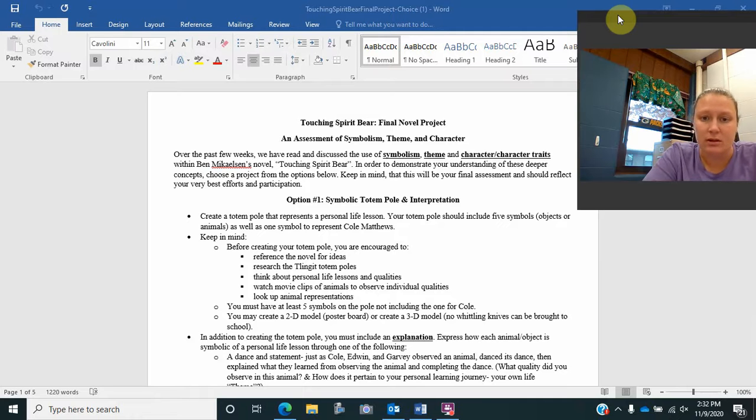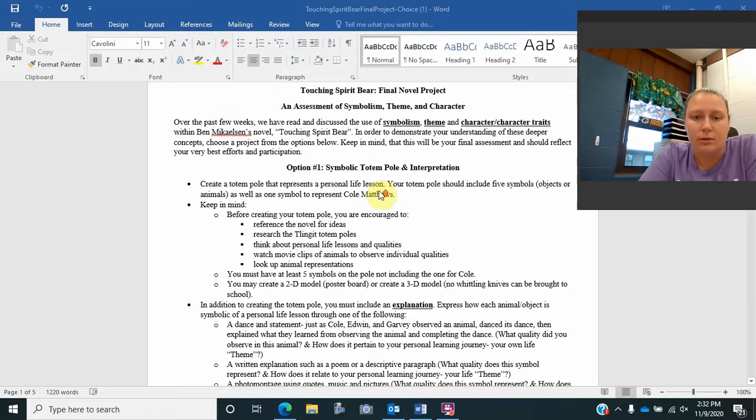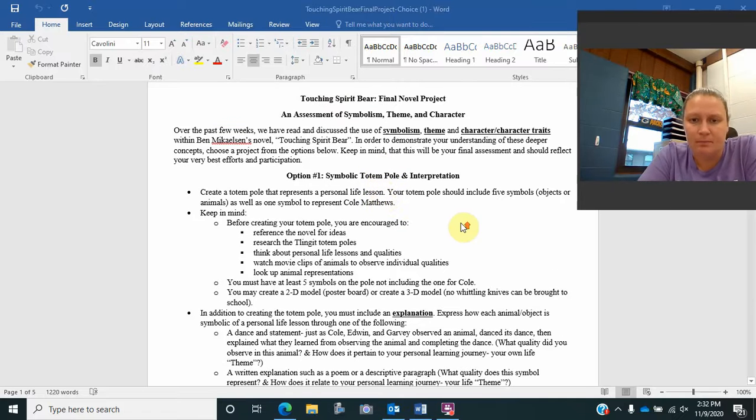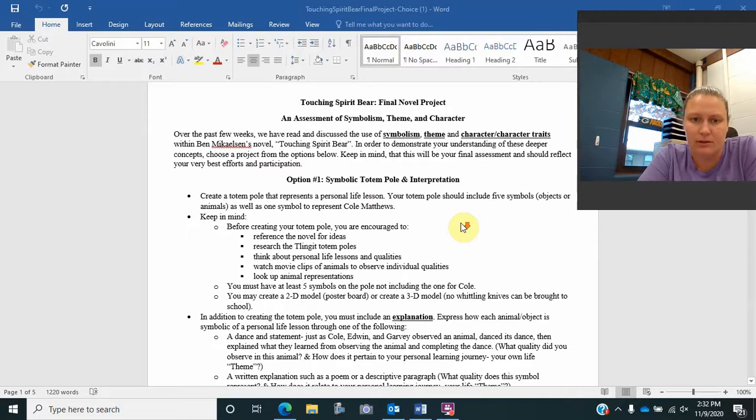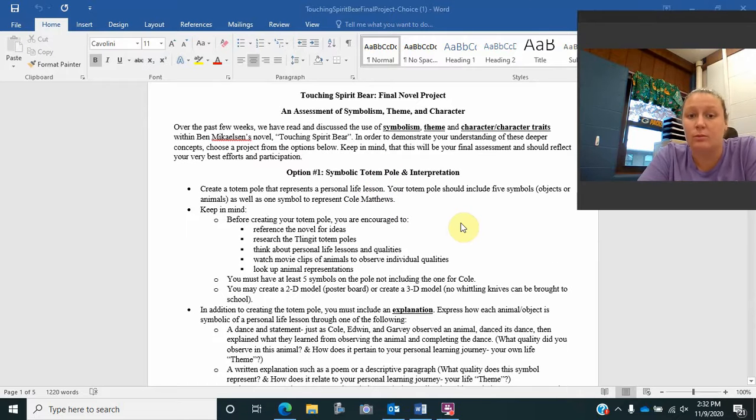So option number 1 is to create a symbolic totem pole and interpretation. What it says is you're going to create a totem pole that represents a personal life lesson. Your totem pole should include 5 symbols, objects, or animals, as well as 1 symbol to represent Cole. On totem poles, especially like the one in the novel, each animal that Cole has carved represents something. It has meaning to it.